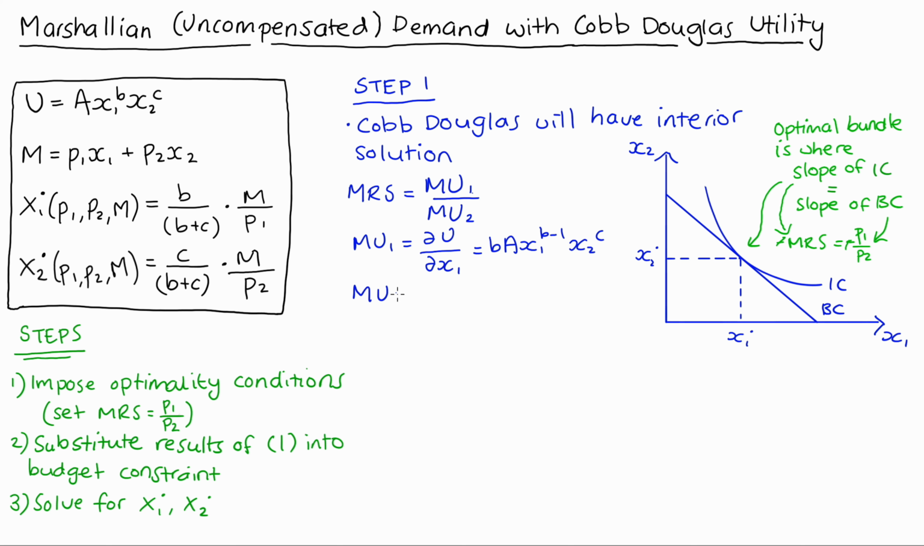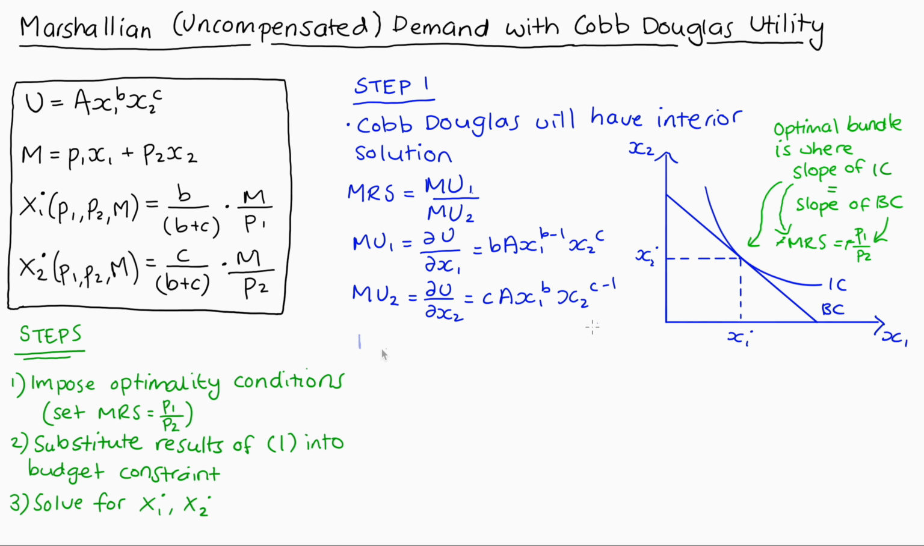The marginal utility of good 2 will be equal to the partial derivative of the utility function with respect to good 2, so that's equal to, well, c, the exponent on x2, comes down to the front. We leave A as is, that's multiplied by x1 to the power of b times x2 to the power of c. We take away 1 from the exponent, so c minus 1.